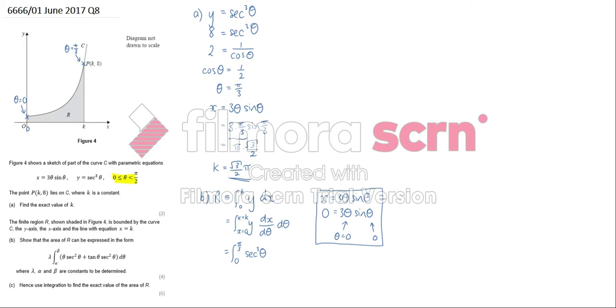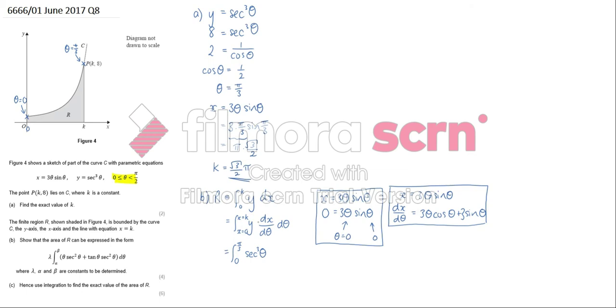Now we need dx by d theta, so that's some more side working out for us. We know that x is equal to 3 theta sine theta. We need to find dx by d theta. We're going to use the product rule here, with 3 theta as u and sine theta as v. So we have 3 theta multiplied by what sine theta differentiates to, which is cos theta, plus sine theta multiplied by what 3 theta differentiates to, which is 3. So there is our dx by d theta, and that needs to go in next.